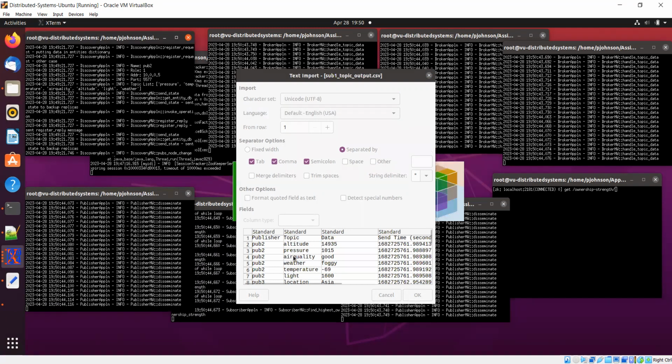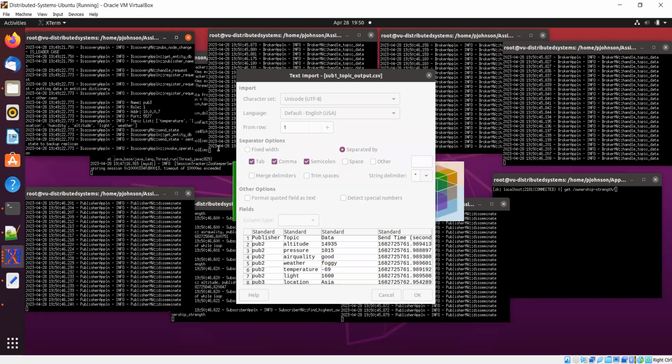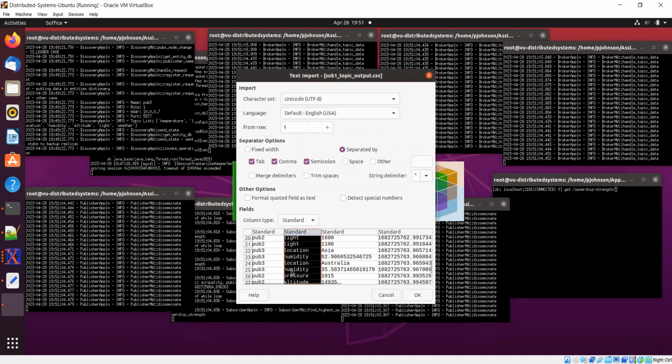If you look here, for temperature, air quality, and light, only Publisher 2 was able to send this information to the subscriber. For Publisher 3, you can see here that only the topics that were only sent by Publisher 3 were received.